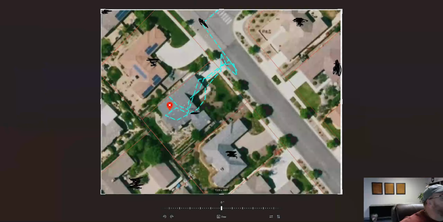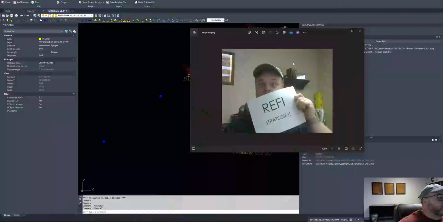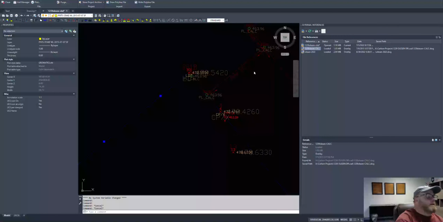Let me use my pen here. The property line's really over here, right? And it kind of goes like this, right along that fence. It's right on the fence. But you might go out there and see this other mark 10 feet away and go, oh, well, that's the property. So there's the inherent error in trusting ONX, okay?